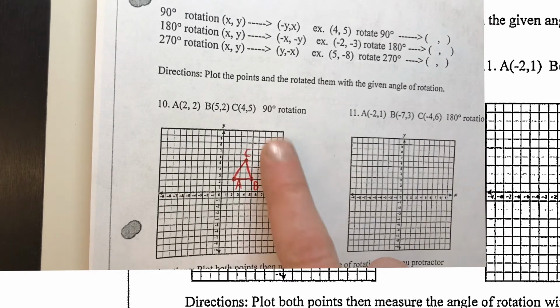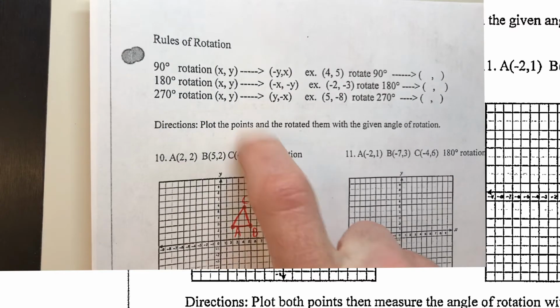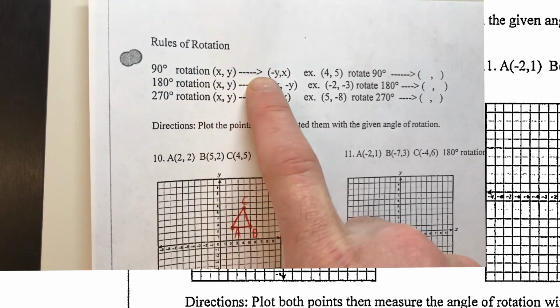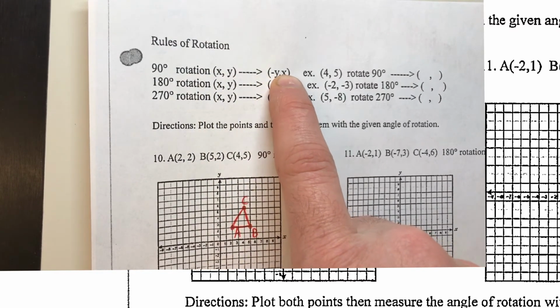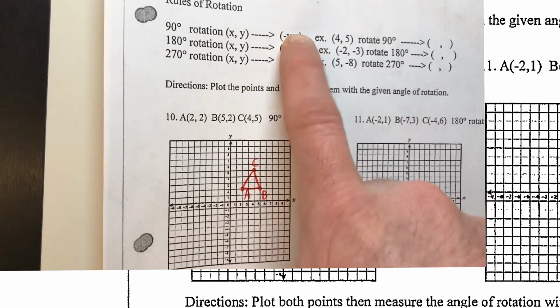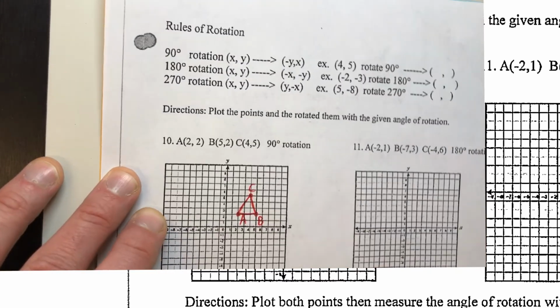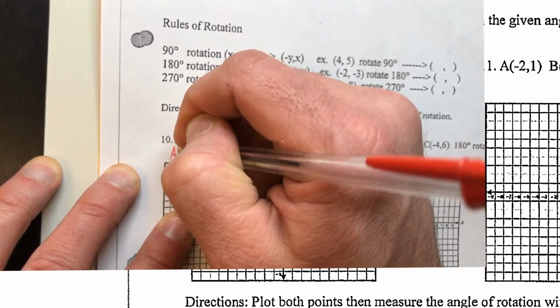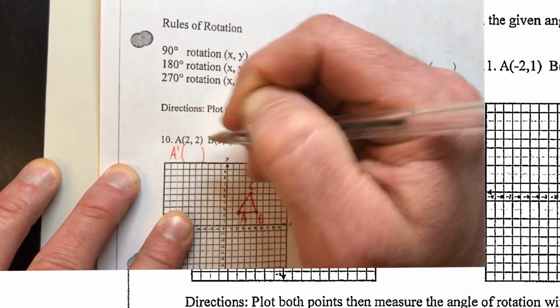Okay, now what we're going to do on this one is a 90-degree rotation. So go back up here, let's look at the rule. The (x, y) turns into (negative y, x). Change the sign on the y, then switch them. So if A's at (2, 2), where's A prime going to be at?